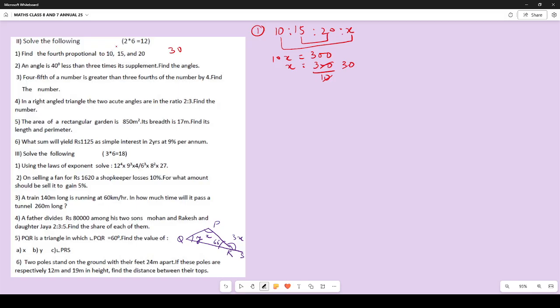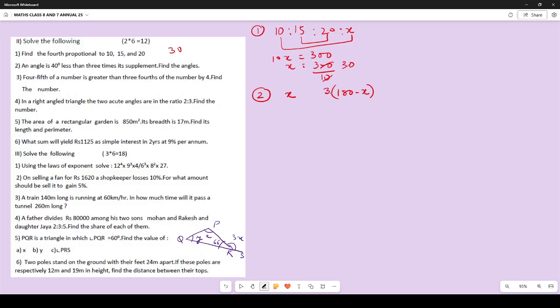Thrice its supplement. So let us say there are two angles. One is this angle and the other one is, because it's its supplement, the other angle. Now thrice this other angle will be this much, right? So when we are talking about thrice this angle, this is 40 less than thrice this angle.